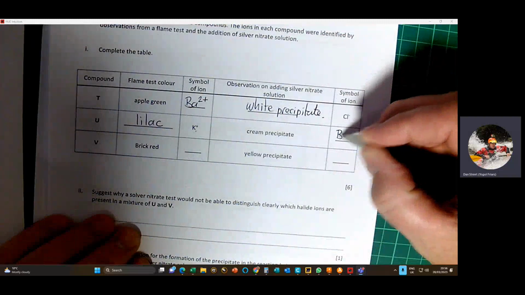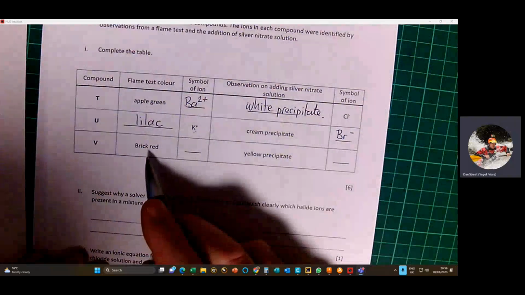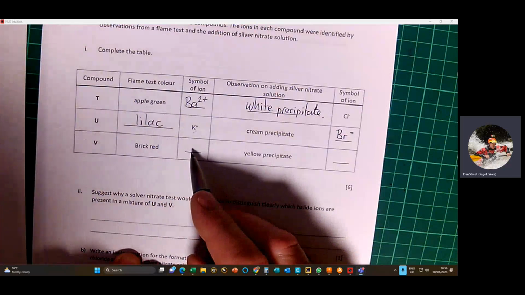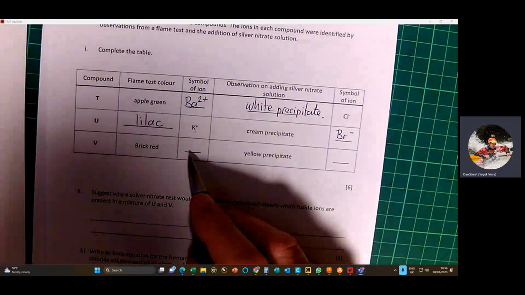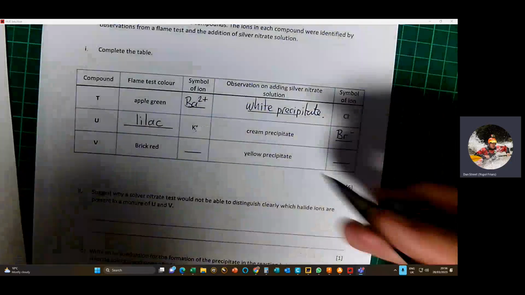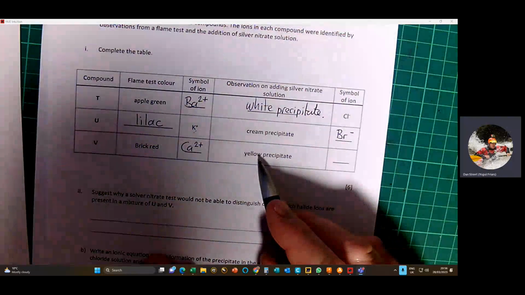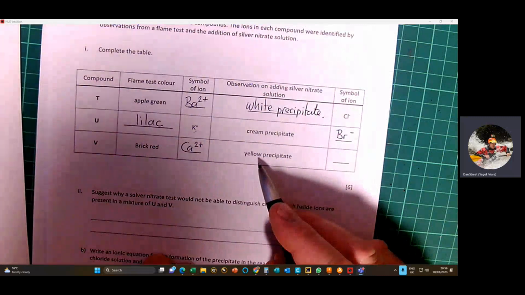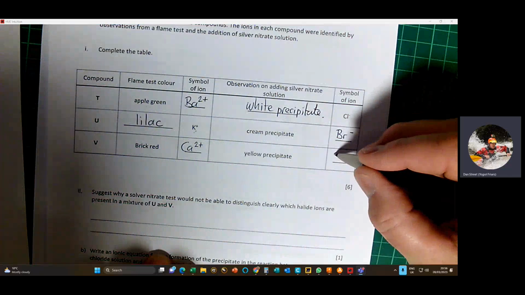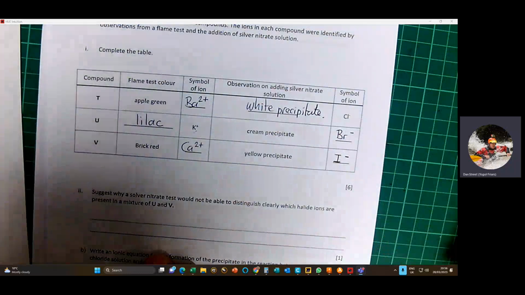So that's Br minus. And then finally, a brick red flame color tells us about the presence of calcium. And the calcium ion, we'll just double check from our table, is Ca2 plus. So there's Ca2 plus. And when you add silver nitrate to this compound, it produces a yellow precipitate, and yellow tells us that there is the iodide ion present. And you can probably work out that that's going to be I minus.